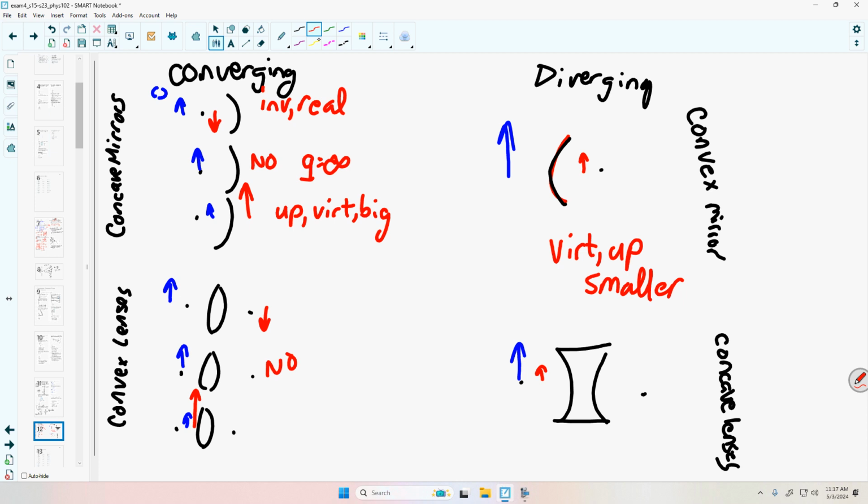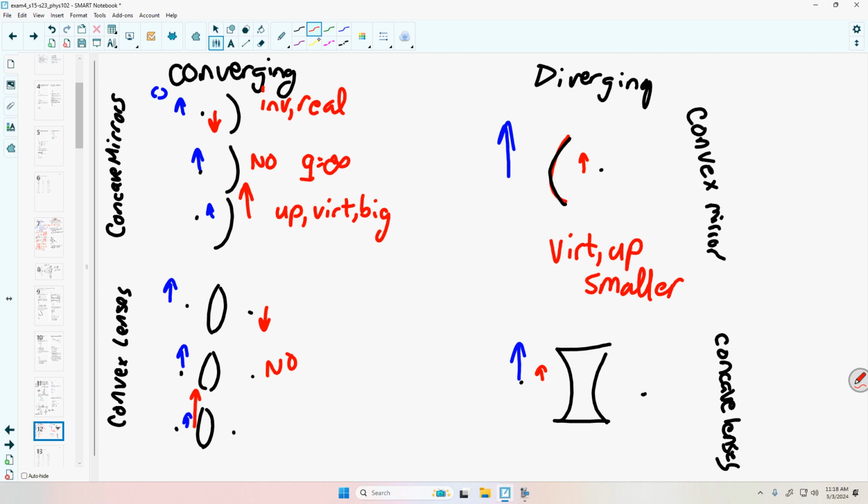They're both virtual, upright, and smaller. Yeah, that's a good summary of what they all do. Okay? Can you repeat what you said one more time about lens, the real side is the opposite side of the object? Yeah, so for lens, let me write it.